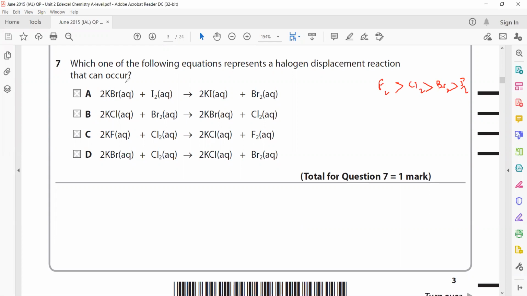So when we check potassium bromide with iodine, there will be no reaction. Potassium chloride with bromine, no reaction. Potassium fluoride with chlorine, no reaction. Potassium bromide with chlorine, there will be a reaction. So that's why D is the right answer.